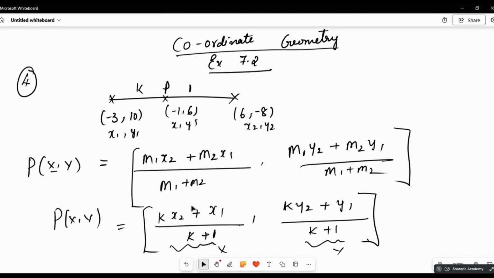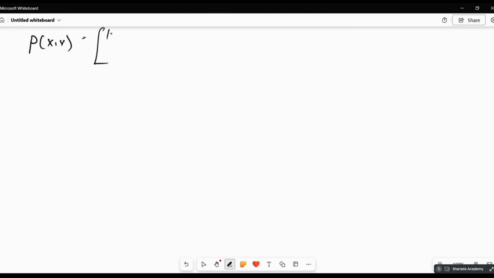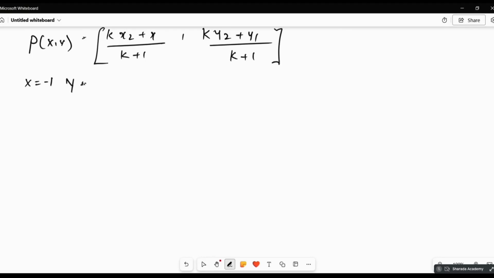This is the X coordinate here. Minus 1 is equal to this. Correct? Fine. And this 6 will be equal to this. Substitute and find. Shall I clear this? K into X2 plus X1 by K plus 1, and K into Y2 plus Y1 by K plus 1. The point is the one dividing in the given ratio. Put that: minus 1 comma 6. So X is equal to minus 1, Y is equal to 6.